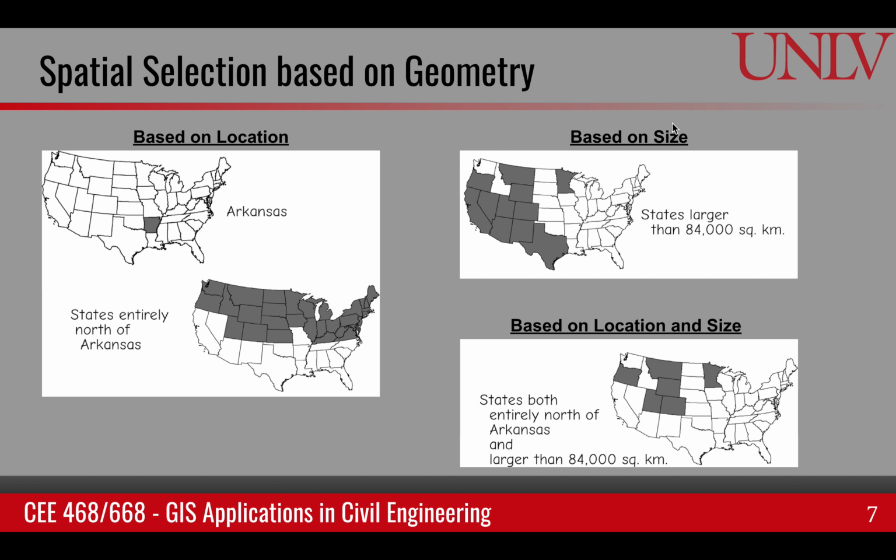Similarly, in geometry, we can base it on size. For example, select all the states that have an area larger than 84,000 square kilometers.